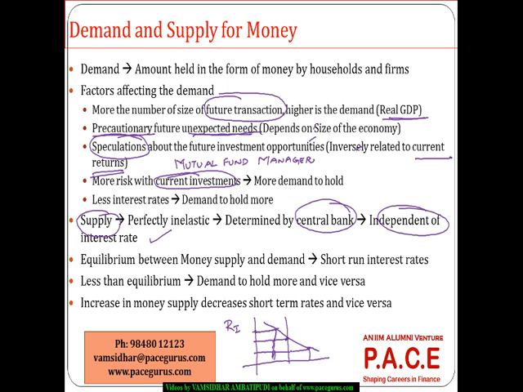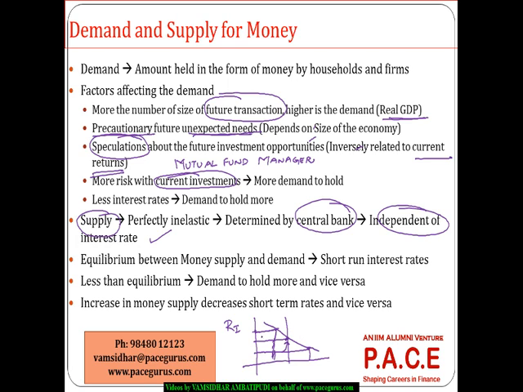So if the short-term interest rates are less than the equilibrium, people demand more money, and slowly we see that the interest rates have to go up and go back to the equilibrium. And if the short-term interest rates are higher than the equilibrium, again the interest rates have to go down because it creates excess supply. The interest rates have to go down.